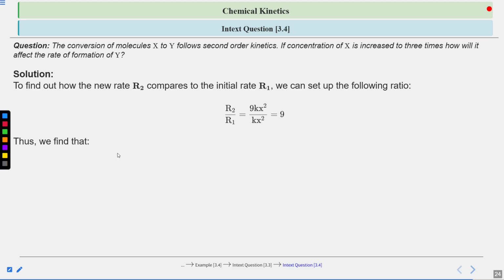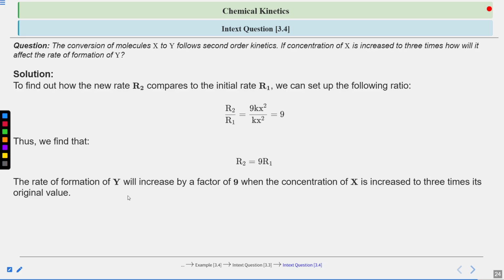So we find that R2 equals 9 times R1. R2 is the rate of the reaction after the concentration of X is increased to 3 times. So the final rate is 9 times the initial rate R1. The rate of formation of Y will increase by a factor of 9 when you increase the concentration of X, which is the reactant, to 3 times its original value. And Y is a product here, by the way. So if you increase the concentration of the reactant X to 3 times, the rate of formation of Y increases by a factor of 9.